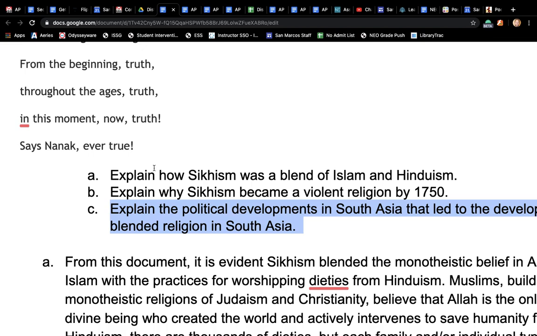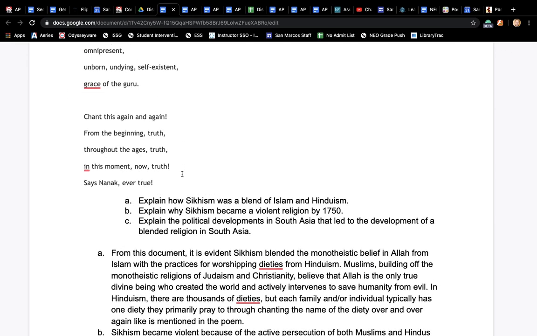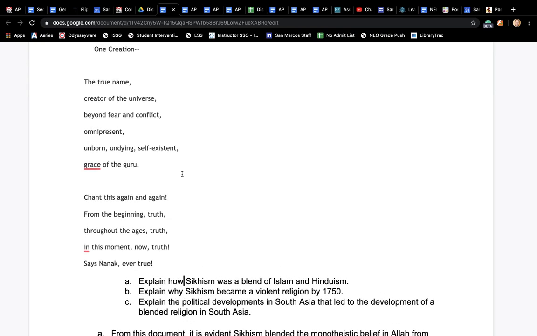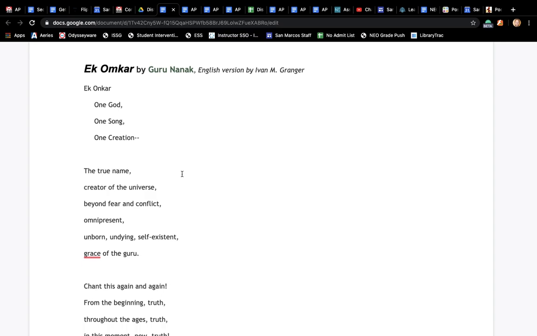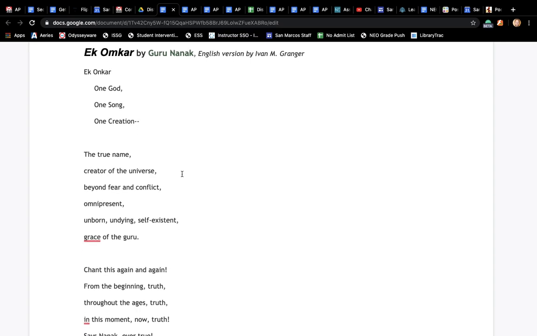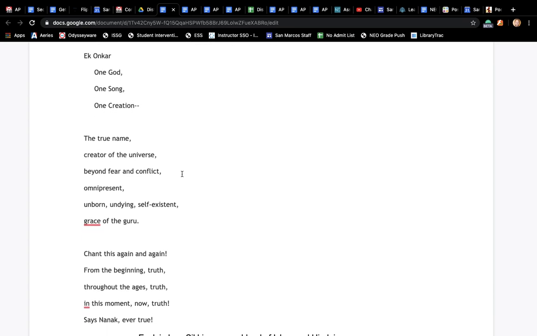So how do you go through each of these? The first thing to do is make sure that you read the questions first. Once you've read the questions and understand what they're asking, that's when you go back and look at the document. Here I've found a poem by Guru Nanak, the founder of Sikhism, that could be used to answer the question. Feel free to pause this video, read through the poem, and then we'll pick up when you're done.